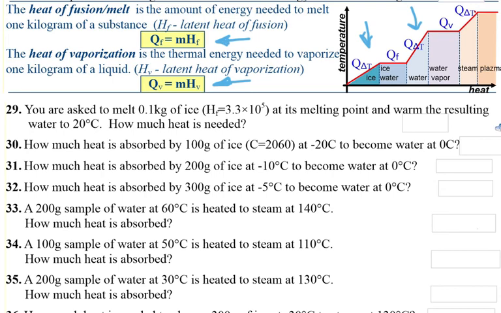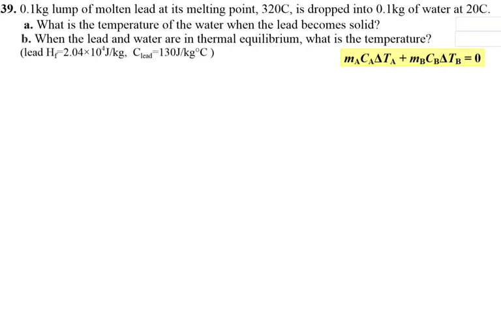So here is an example: you have a 0.1 kilogram lump of molten lead at its melting point. Its melting point is 320 degrees Celsius, and it is dropped into 0.1 kilogram of water at 20 degrees Celsius. They ask you what is going to be the temperature of the water when the lead becomes solid. So at first I need to do the change of state. At first the lead is molten, it's melted, and when you drop it in the water, it's going to give heat to the water.